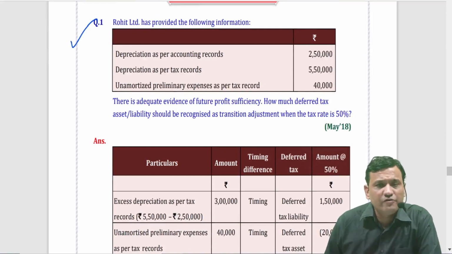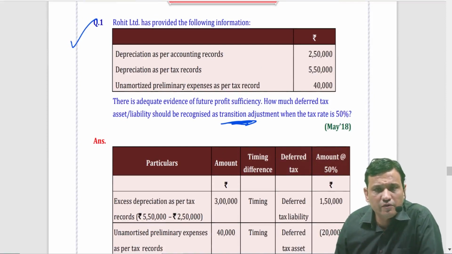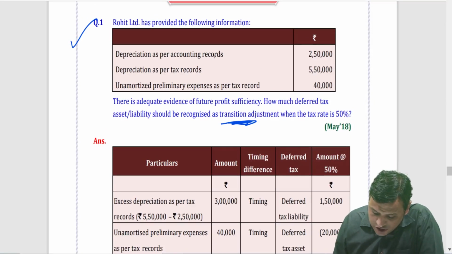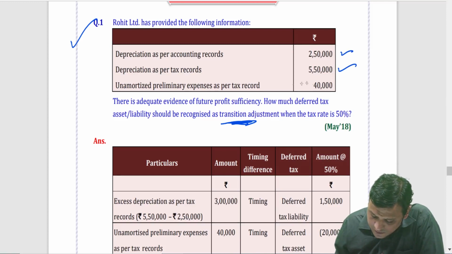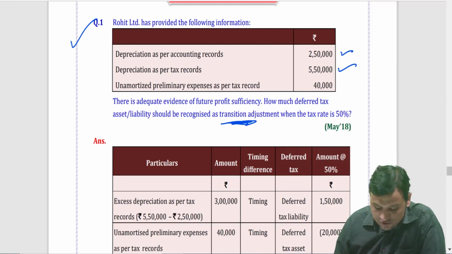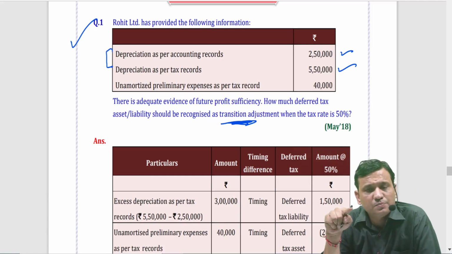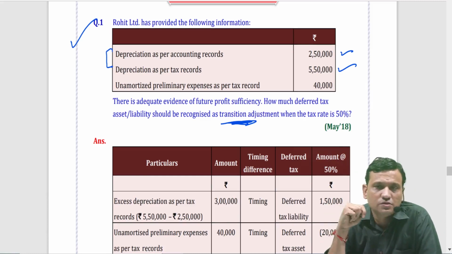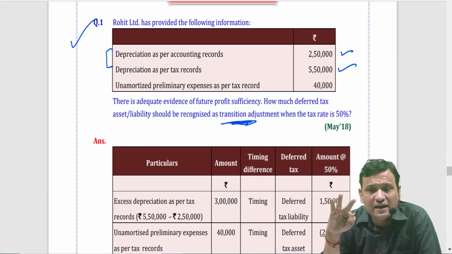Rohit has provided the following information. Of course, this is with respect to transition adjustment, but then also for our understanding. Depreciation as per accounting records is 250. Depreciation as per tax records is 550. Unamortized preliminary expenses 40,000. Now, my dear students, look at this point. Depreciation as per accounts 250, depreciation as per tax 550. So don't you think 3 lakhs is the difference between these two?